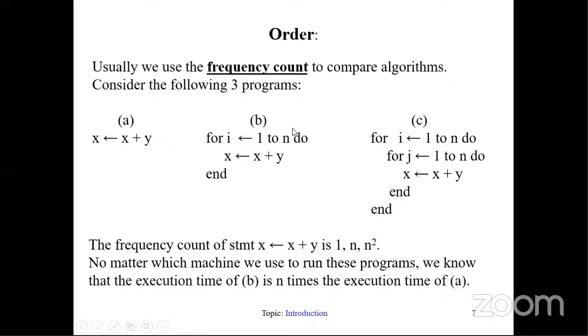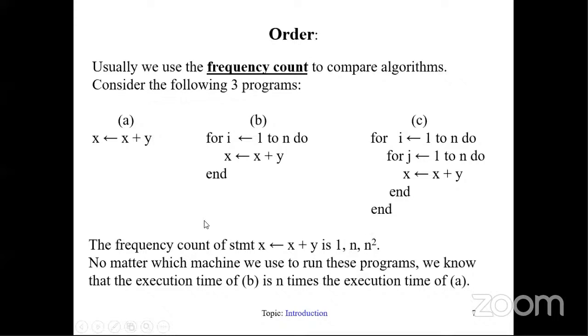That is the frequency, because we want to look at the frequency. The frequency here is 1. The frequency here is n, because we have only 1 to n. Here it is n squared, because we have the operations for 1 to n at one instance, and another 1 to n at a second instance, so it's n squared. So irrespective of the machine you use to run this program, we know that the execution of B is n times the execution of A.